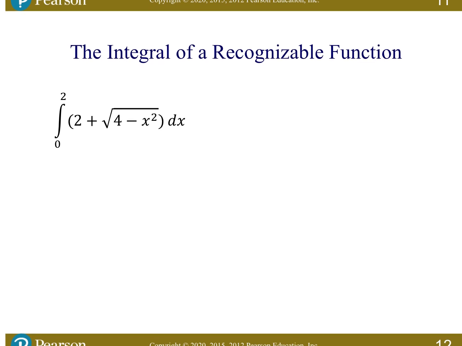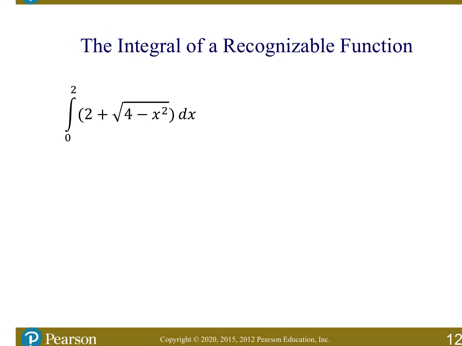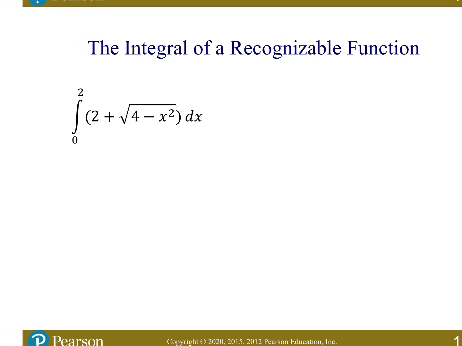You should be able to do it with rectangles, you should be able to do it with triangles, you should be able to do it with other functions that you recognize. And so this function in particular is a semicircle. You can tell it's a semicircle because this is a perfect square.